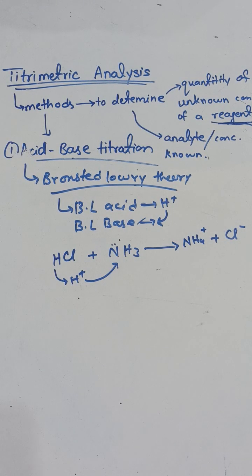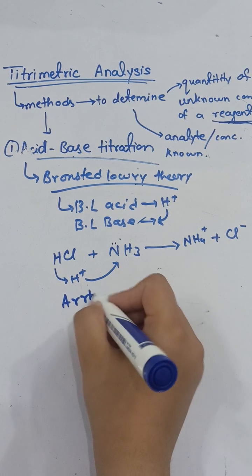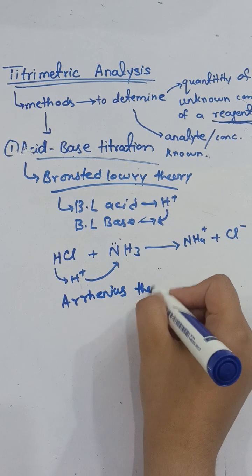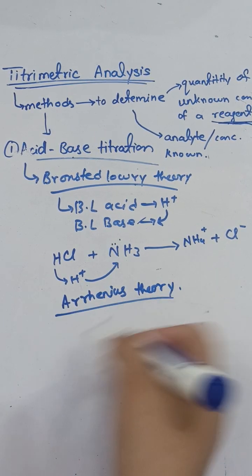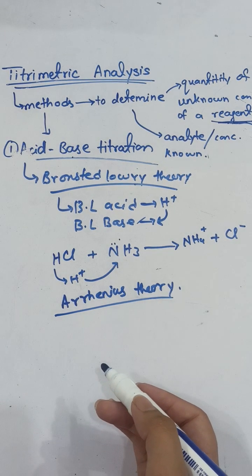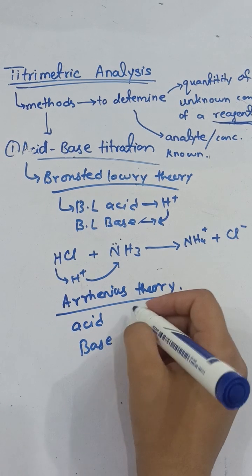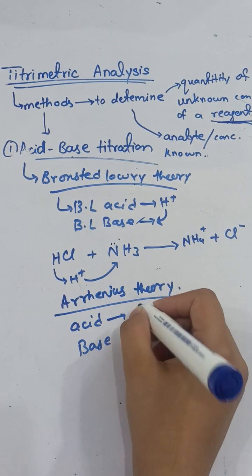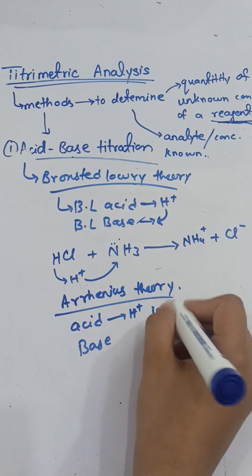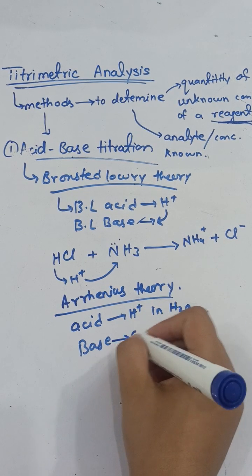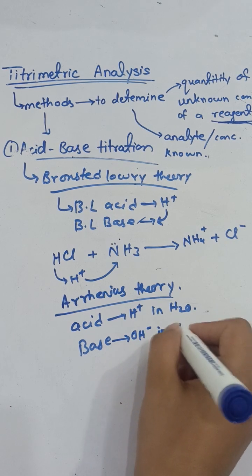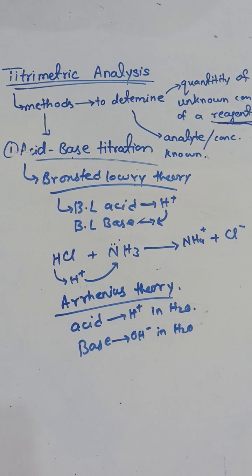So this was the first theory about the acid base titration. The next theory is the Arrhenius theory. According to Arrhenius, a scientist, an acid is something that releases the hydrogen ion in water. So it donates hydrogen in the presence of water, and the base releases OH negative ion in the presence of water. So the dissociation of acid and base occurs in the presence of water here.